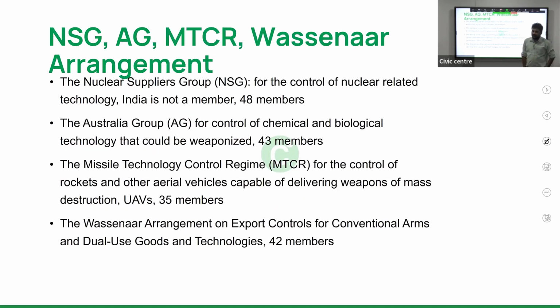These four organizations are very important: NSG, Australia Group, MTCR, Wassenaar Arrangement. Just remember one point for each. The Australia Group is related to chemical and biological weapons. The Missile Technology Control Regime is related to missiles, including UAVs, unmanned aerial vehicles. The Wassenaar Arrangement is related to conventional and dual-use weapons. What about NSG? Nuclear Suppliers Group, related to nuclear technology. India is a member of only three, except NSG.